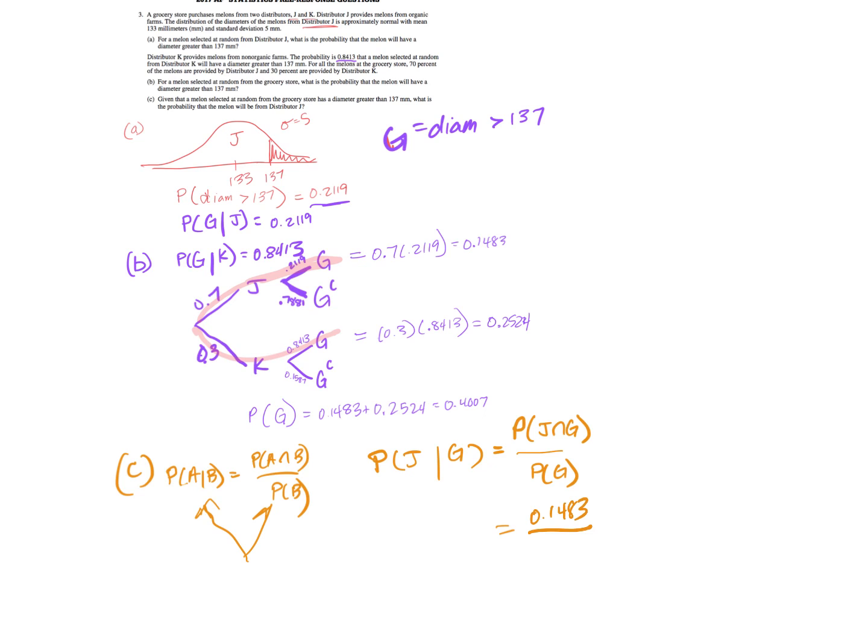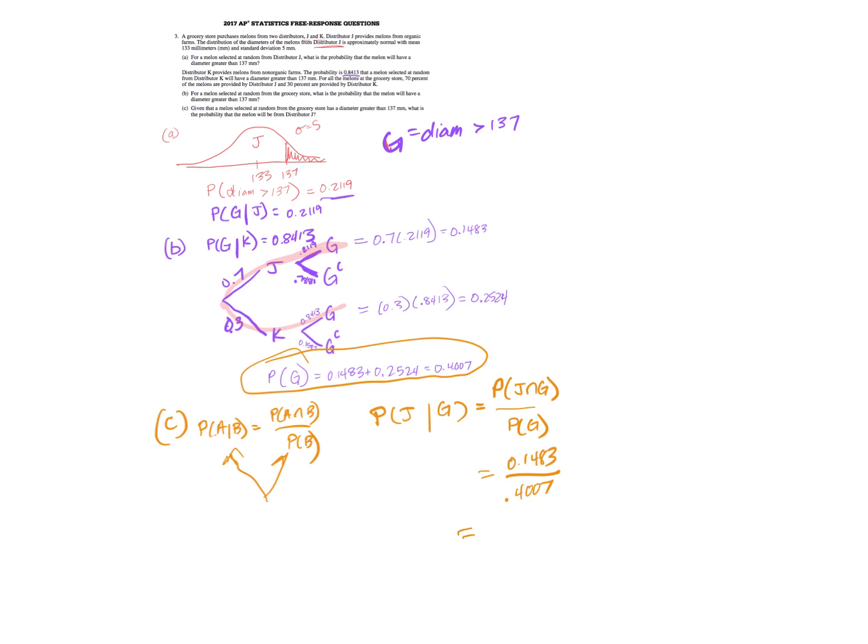Over the probability of G. Well, what's the probability of G? The 0.4007. We found it right here. And I think it works out to be like 37%. Not an easy topic. There's a reason we've had multiple examples of this, you guys. This is not easy. This is what we call Bayesian probability after a guy named Bayes.